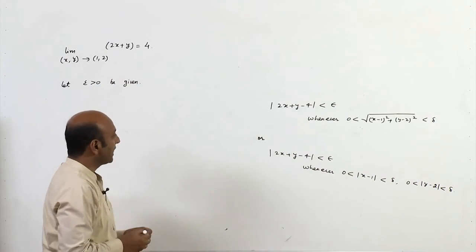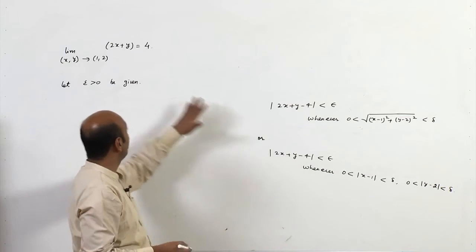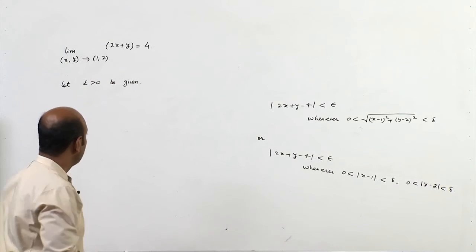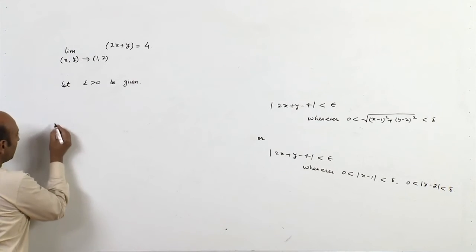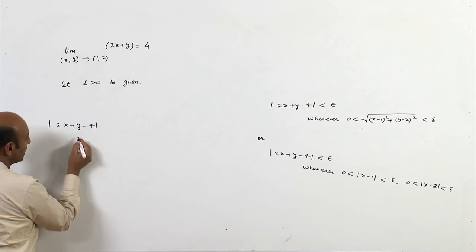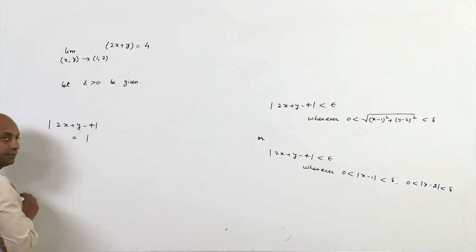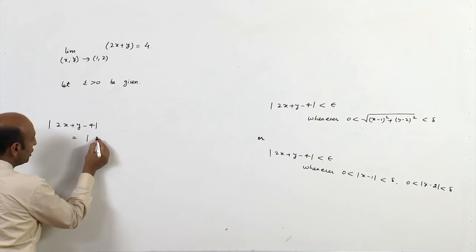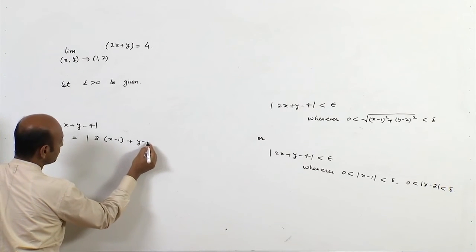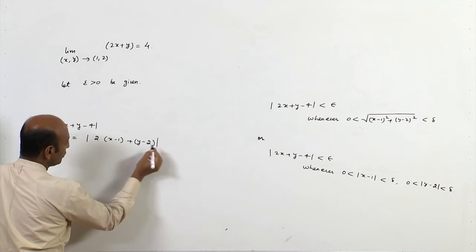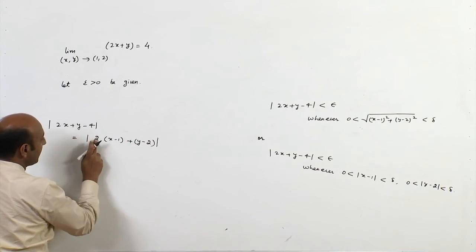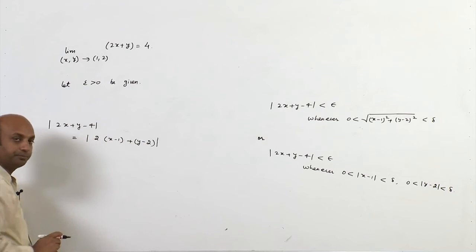So, we can use any definition, either this or this, to prove this result. Now you take mod of 2x plus y minus 4. This is equal to mod of 2 into (x minus 1) plus (y minus 2). You can easily see that it is 2x plus y, minus 2 is minus 4.